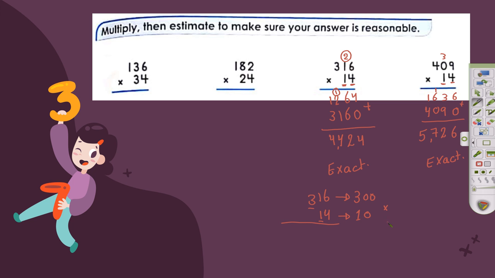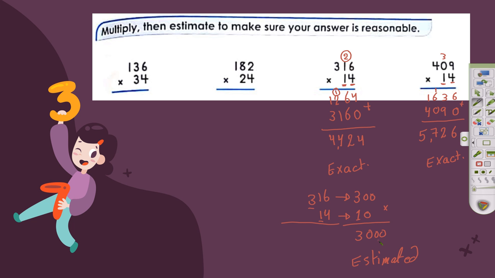Now we multiply 300 times 10. You multiply the whole numbers. That means 3 times 1 equals 3. And how many zeros do you have here? 3. So you put 3 with the 3 zeros. So this one we call it what? Estimated.